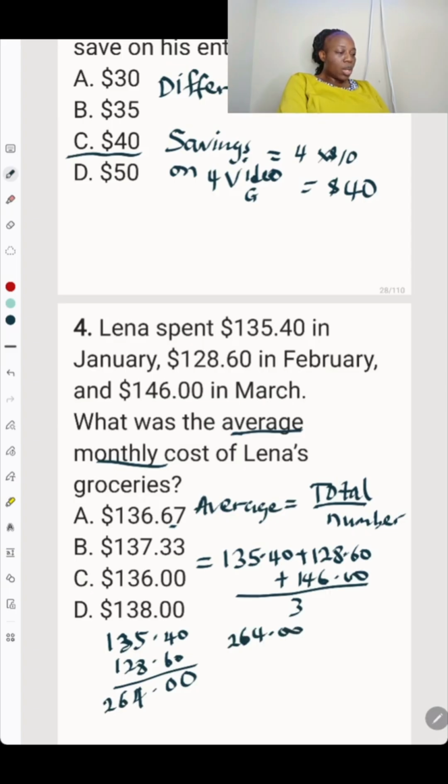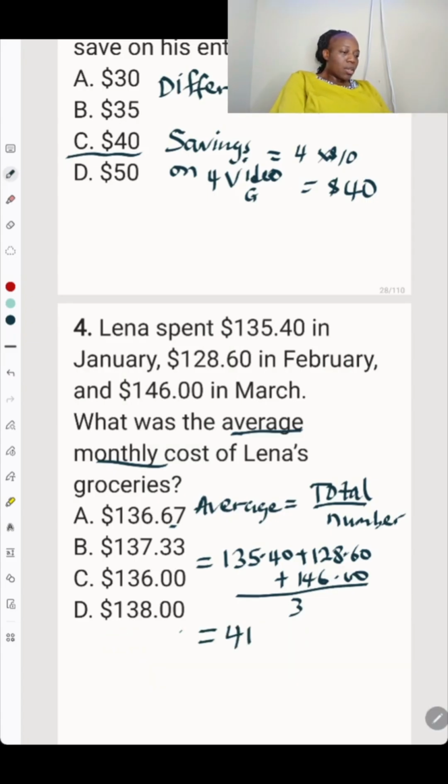264.00. Let's add 146 to it. So this is going to be 0.4 plus 6. That's 10. Let's keep 1. 10 again. That will be with 1, 11. 2, 1. That will be 3. That will be 4. So that's going to be 410. So we're having 410 divided by 3.